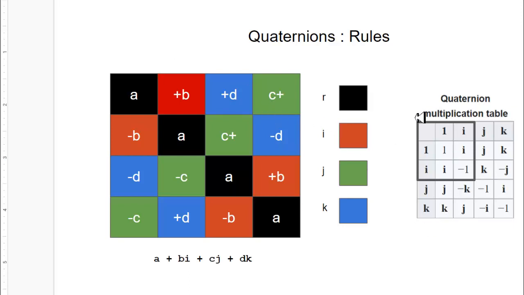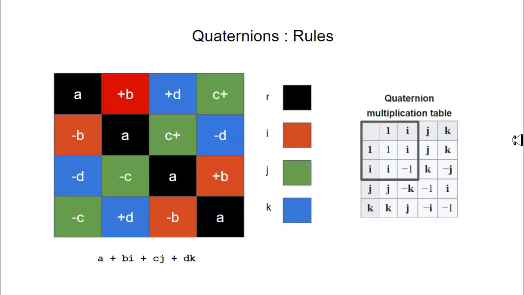Now, one thing I want to point out here that you can see clearly from the chart, and I'm not going to do an example, but I'm going to leave it to you if you want to prove it. Okay, so I times j is equal to k, but j times I is equal to minus k. So what that means is that the 4x4 matrix version of complex numbers, i.e. quaternions, are not commutative. A times b doesn't always equal b times a. I times j does not equal j times I. It equals the negative of it.